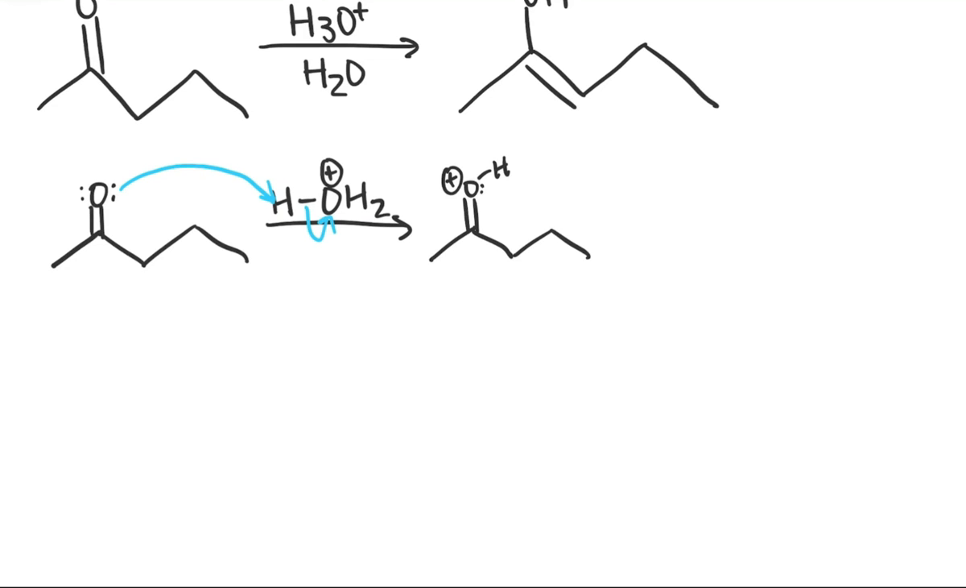And now, due to resonance, we can take these electrons from one of the bonds making up our double bond and push those up onto oxygen, making it a single bond to oxygen, bonded to hydrogen, and that has its two lone pairs, so that makes it neutrally charged again. However, now we have a positive charge down on our carbon. What we can do now is we can add water.